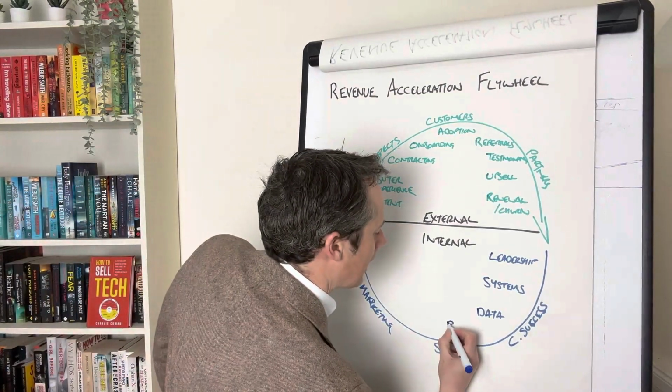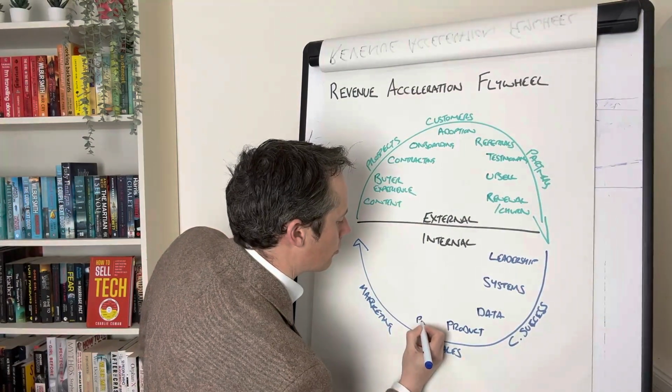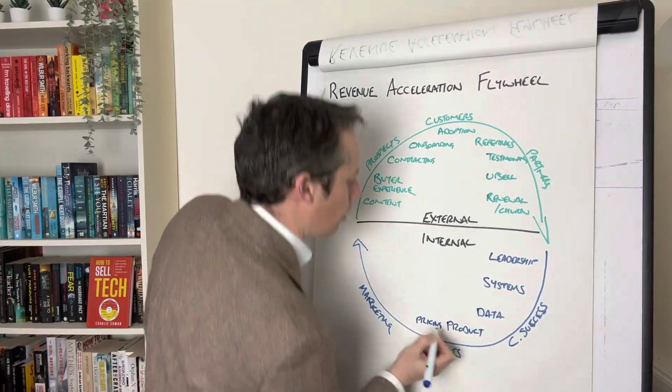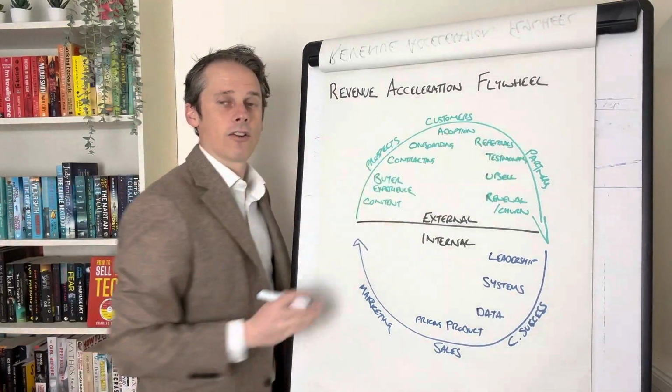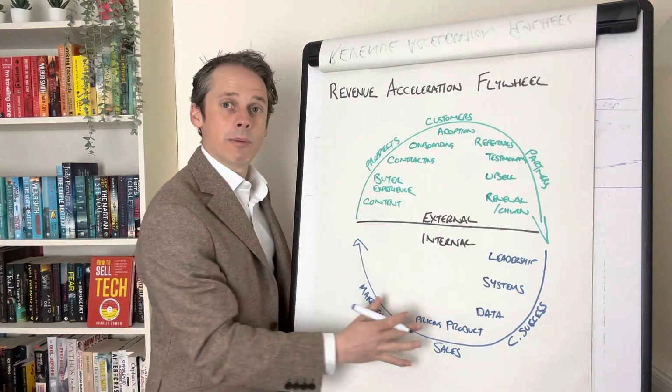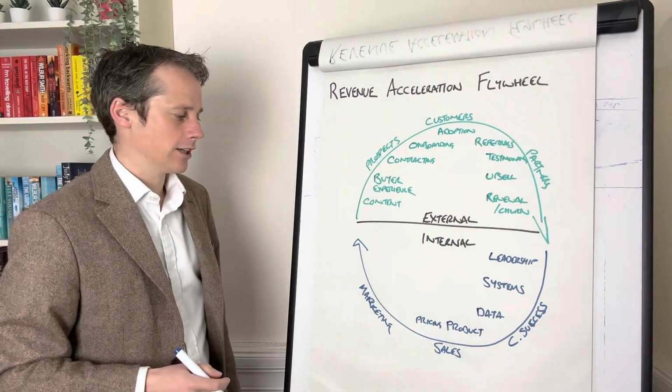We start looking at our product and our pricing. What is it that we're taking out to market? Is it meeting the needs of our buyers? And how are we pricing that? And how are we going to market? What channels are we using?